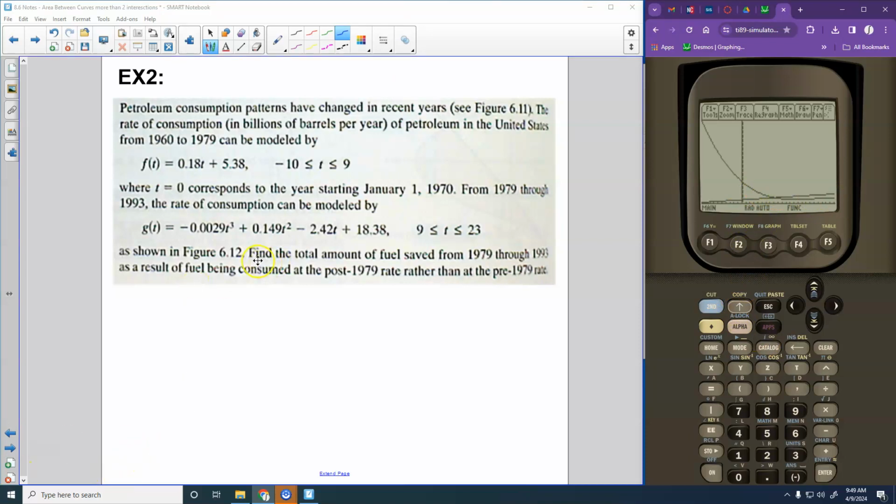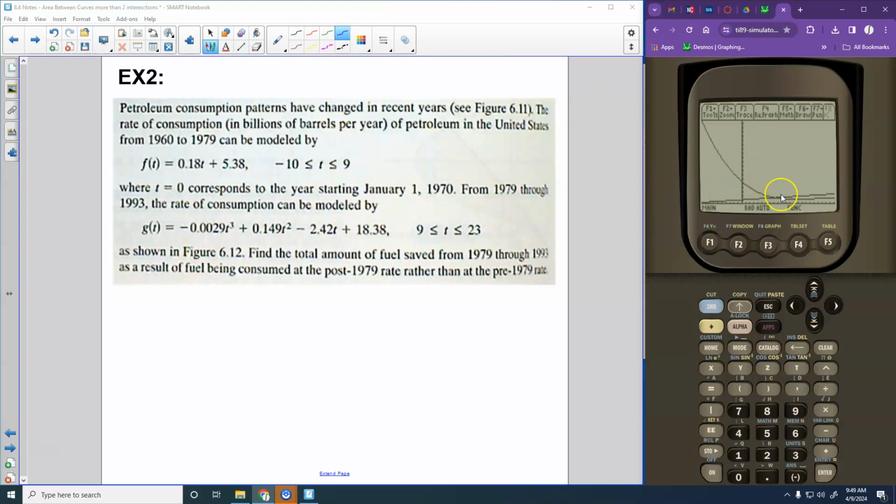And it says, find the total amount of fuel saved from 1979 through 1993 as a result of the fuel being adjusted right here. So what we're looking at is from 79 to 93. We're looking at the difference in our fuel consumptions. These are rates. This is your barrels per year. So we want to know about the total number of barrels, right? So we would integrate for this.